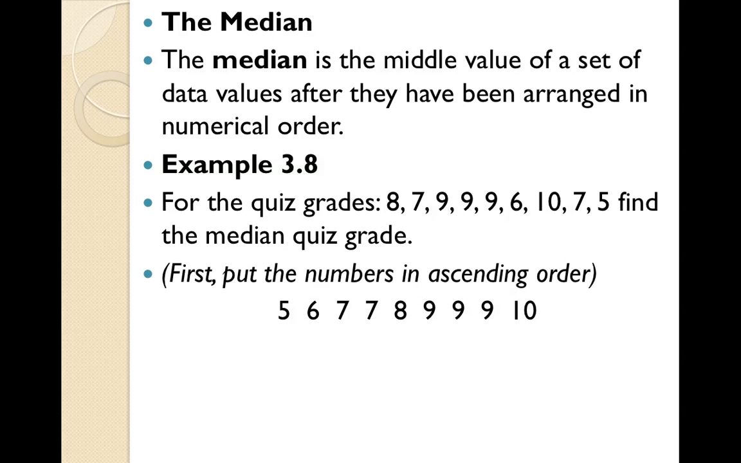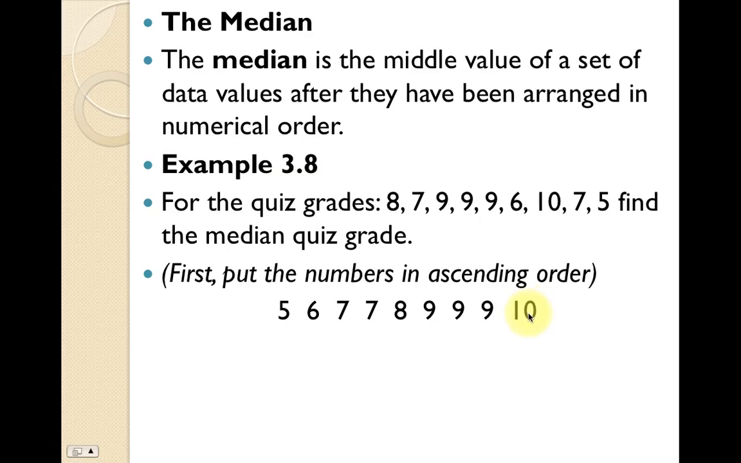So it looks like this: 5, 6, 7, 7, 8, 9, 9, 9, 10. So even though we have a repeat of 7s and a repeat of 9s, we're going to include all of them in this list. Now what we do is we look for the middlemost number. So if you have this on paper, it's easy. You can start crossing off numbers from either end.